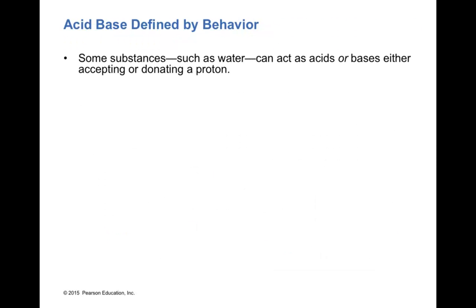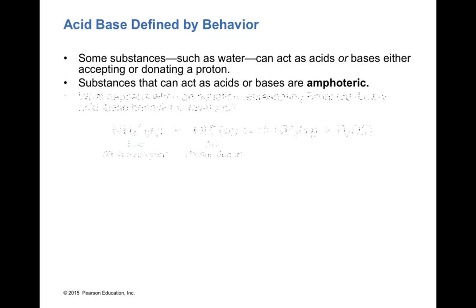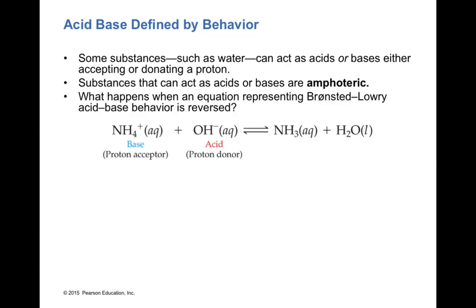Some substances such as water can act as acids or bases, either accepting or donating a proton. Substances that can act as acids or bases are amphoteric. What happens when an equation representing Brønsted-Lowry acid-base behavior is reversed? So this is the other side as I mentioned before.